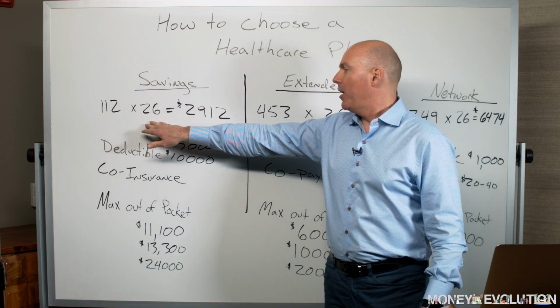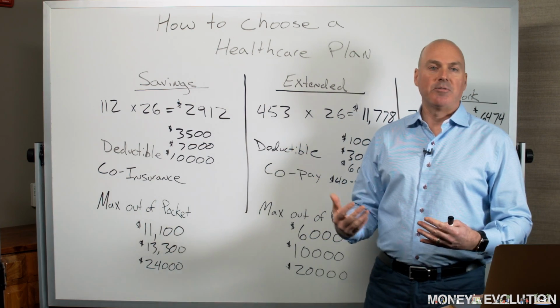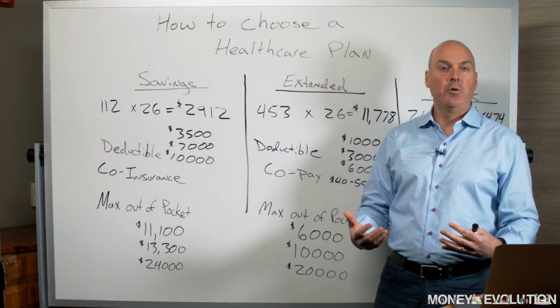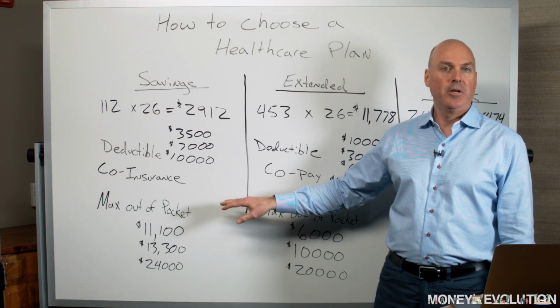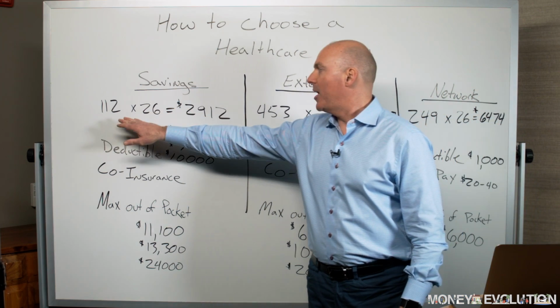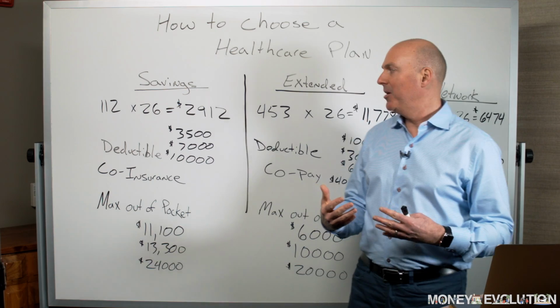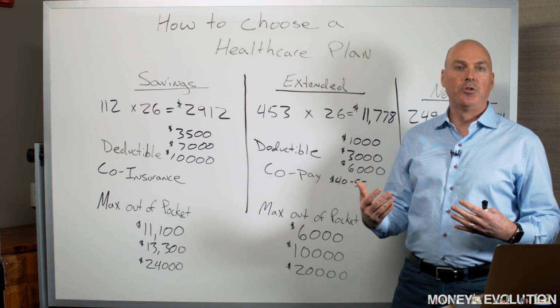Then all the way over here on the left, we have the savings option. This is something that allows you to also do an HSA savings, which we're going to talk about a little bit towards the end. But that's the cheapest option. It's only $112 per pay period for a total of $2,912.